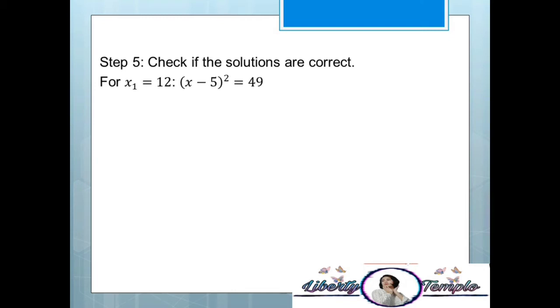So for x sub 1, that is equal to 12, we have the quantity of 12 minus 5 raised to 2 is equal to 49. So we have 7 squared. Since 12 minus 5 is equal to 7, that is 7 squared is equal to 49, and 49 is equal to 49. It means that our x sub 1 is correct.